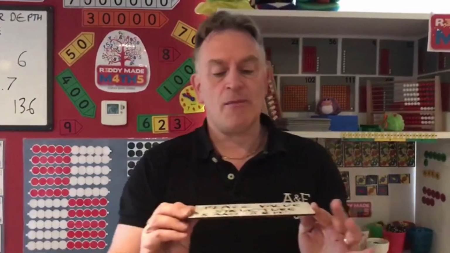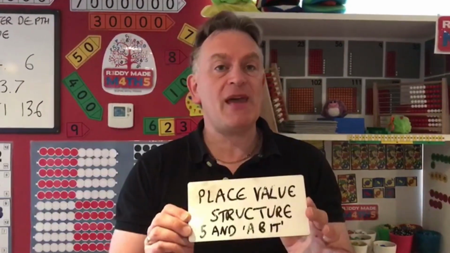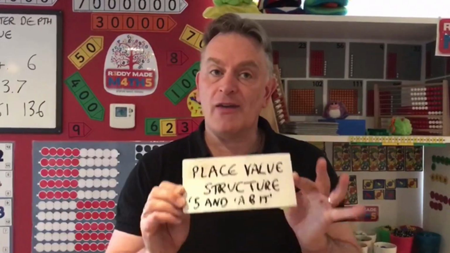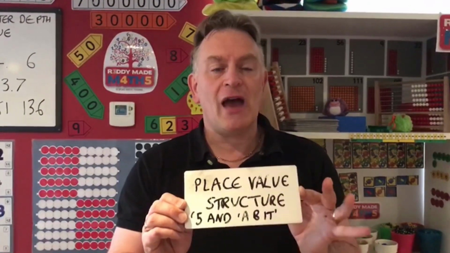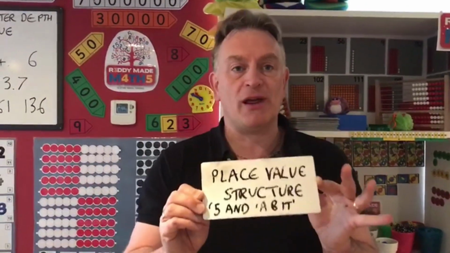Thirdly, place value as 5 and a bit. Mentioned that a lot in the mental arithmetic sessions at the start. How does 5 and a bit really help our place value?